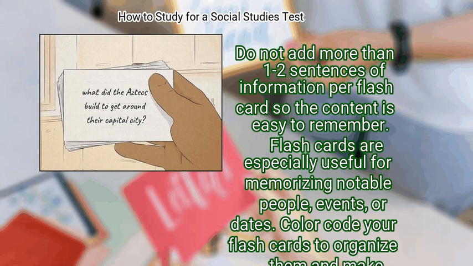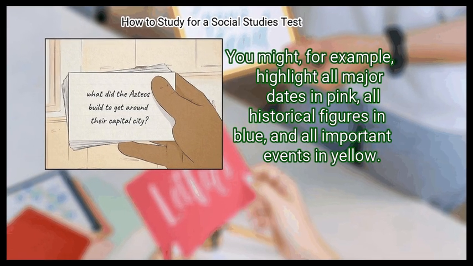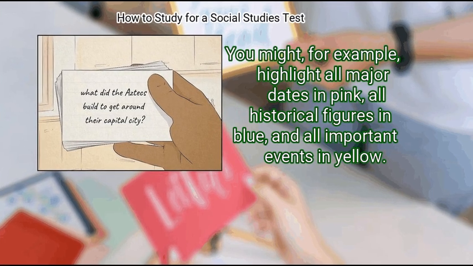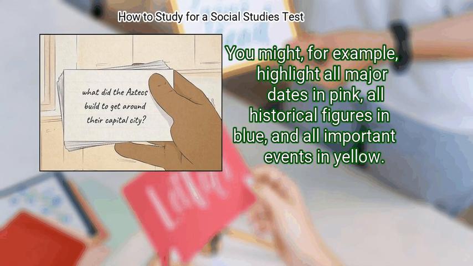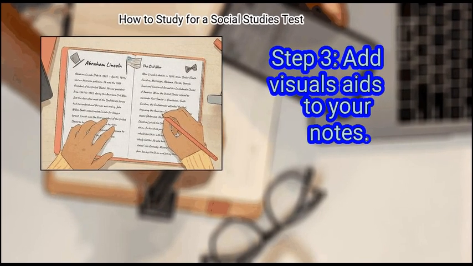Color code your flashcards to organize them and make memorization a little easier. You might, for example, highlight all major dates in pink, all historical figures in blue, and all important events in yellow. Step 3. Add visual aids to your notes.